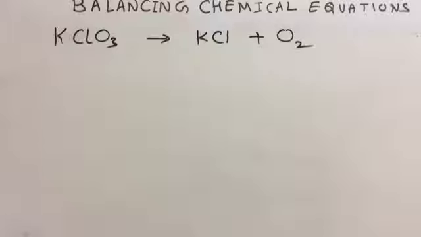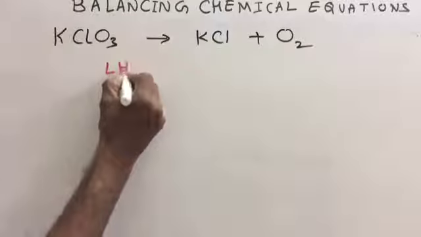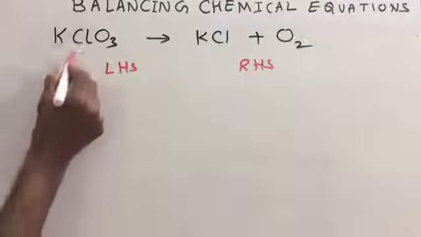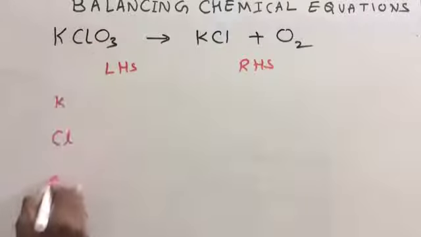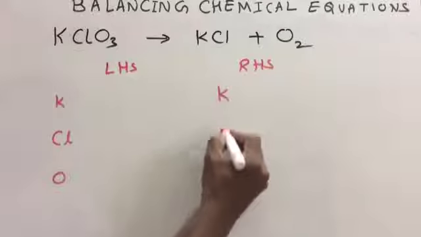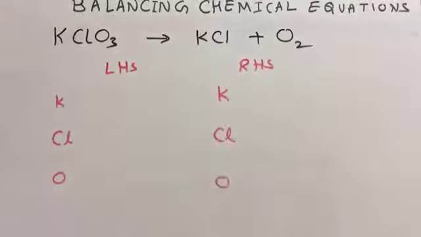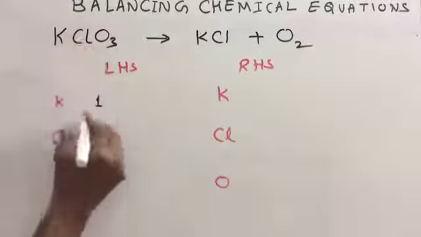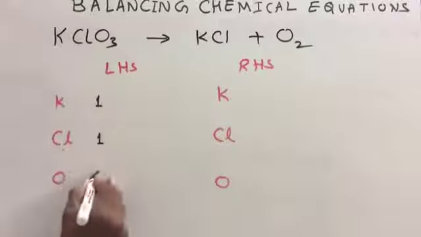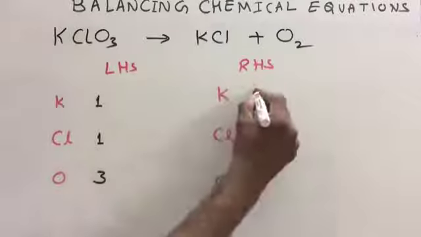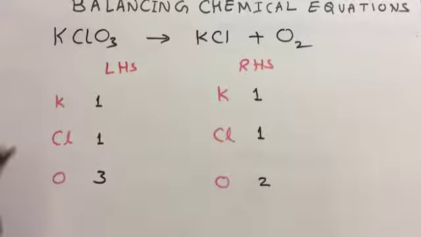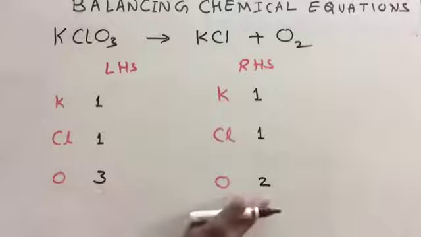Let us balance one more equation. Write LHS, RHS, potassium, and then chlorine, and then oxygen. Same elements. Number of potassium on LHS 1, and chlorine is also 1, oxygen 3. Here on RHS potassium 1, chlorine 1, oxygen 2. Potassium and chlorine are balanced. Now check oxygen. Here 3, here 2.